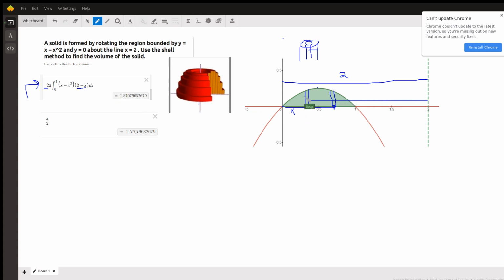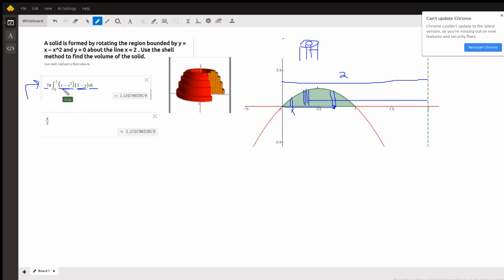And the height of the shell is just this x minus x squared. It's the function definition. So 2 pi times the definite integral from 0 to 1 of height of the shell, average radius of the shell, thickness of the shell. That's what dx stands for. And if we do the definite integral from 0 to 1, we have, in effect, created infinitely many shells between 0 and 1. Now, how do you evaluate this definite integral?